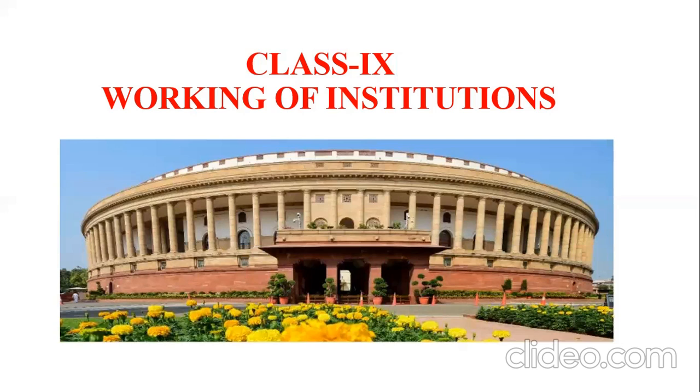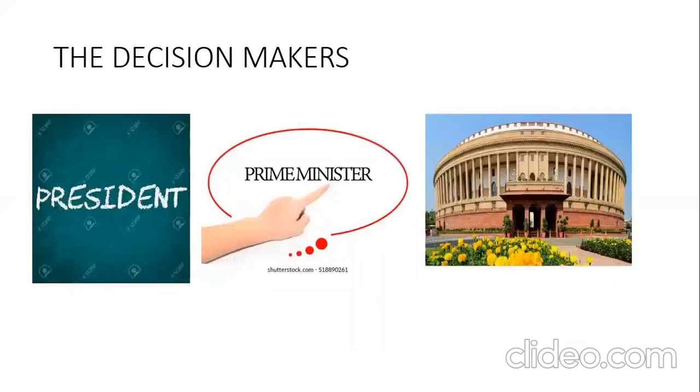So how is this institution connected to other institutions? What makes its function more or less democratic? Whatever involvement is, any form of government which is involved in this procedure, we will be discussing about those in this chapter. So let's begin with the topic. So first topic is the decision makers of our country.